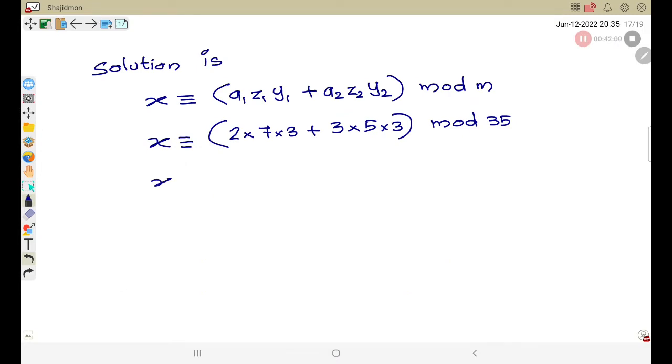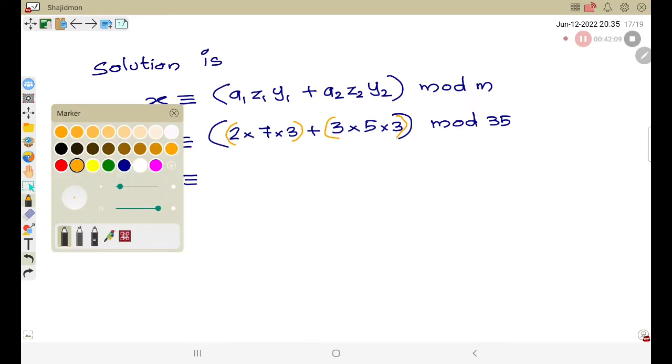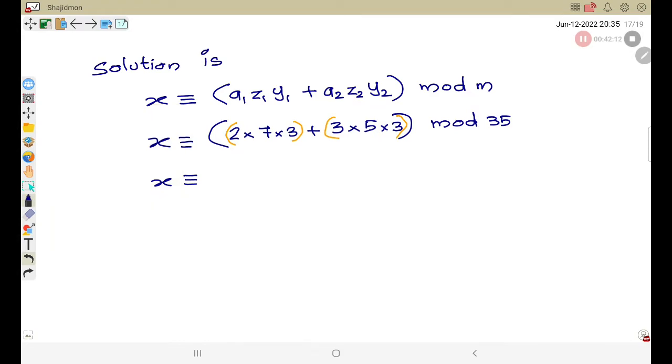Now you can use the calculator. So x congruent to, check this number. As I told you, when you are entering it in the calculator, put this one in a bracket. So x congruent to 2 multiply 7 multiply 3 plus 3 multiply 5 multiply 3, we will get 87. 87 mod 35.